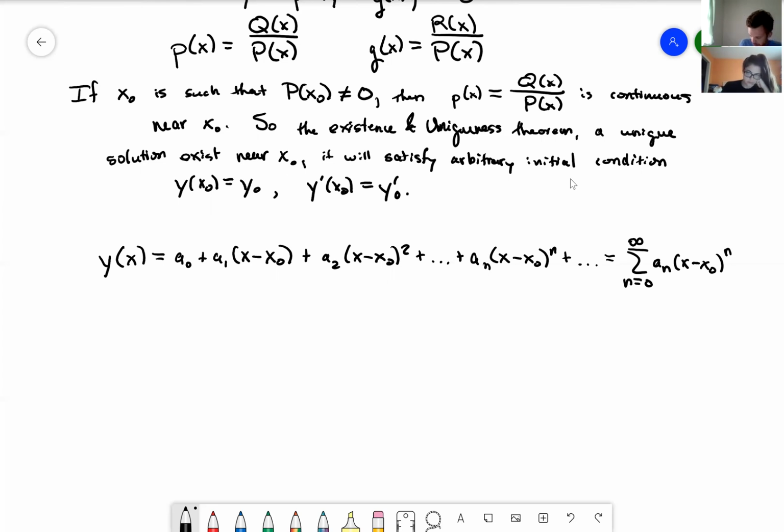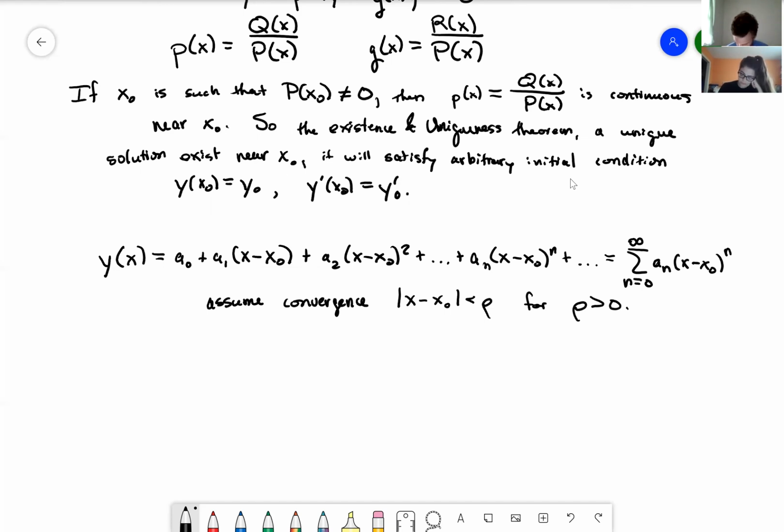And we're going to assume that we have convergence near x0. So assume convergence in some interval, within some radius rho of x0, for rho greater than 0, not less. Rho greater than 0. So these are the type of solutions that we're going to be trying to find.